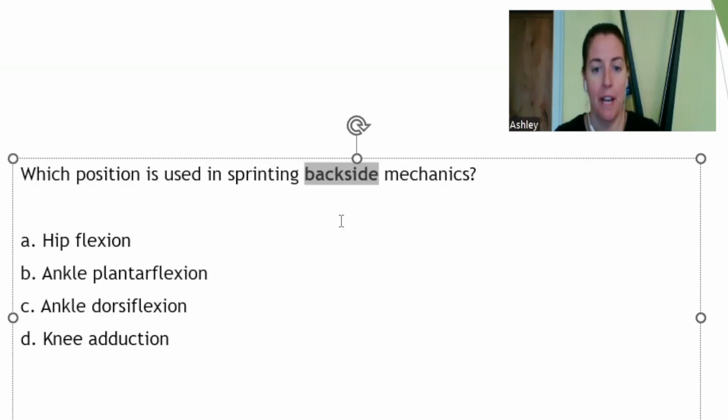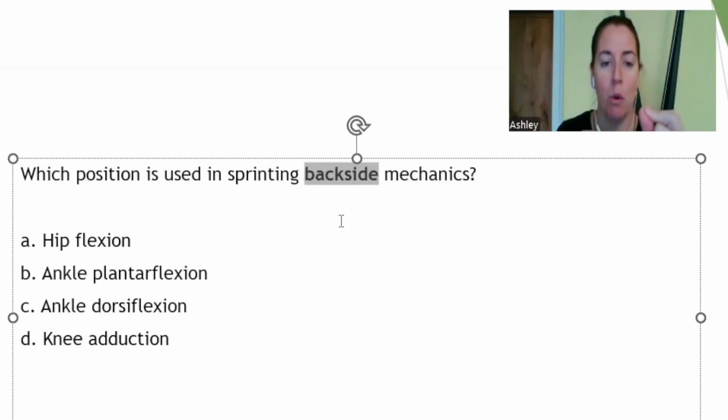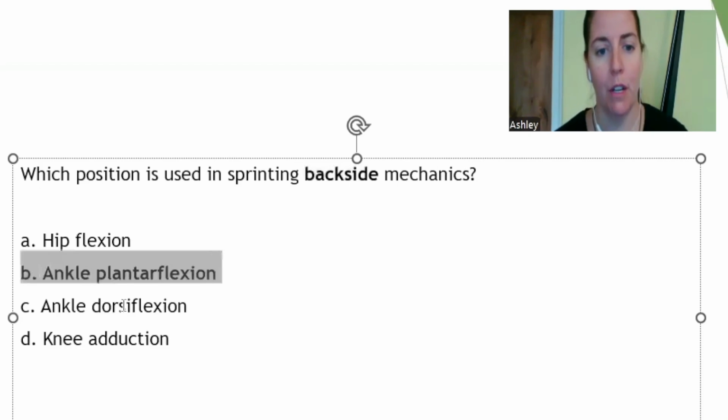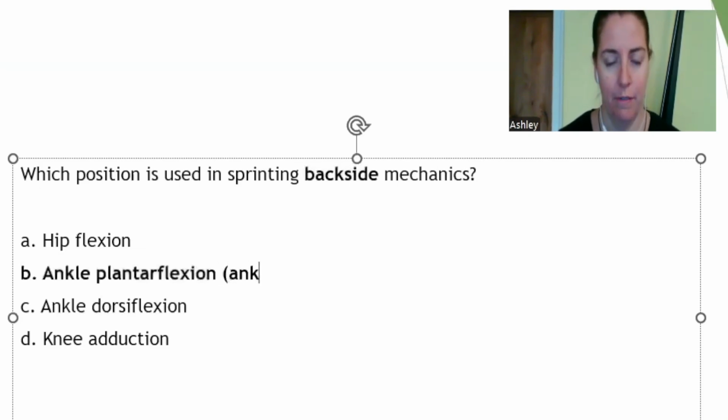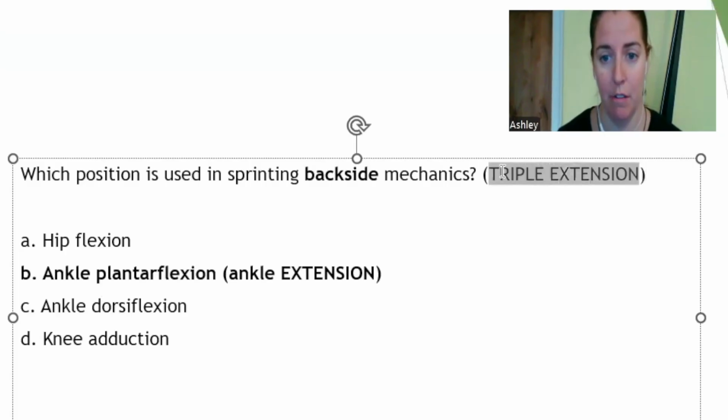So this is where we come to that alphabetical order. Front side D comes before back side P. So the extension at the ankle is B, plantar flexion. Extension. Right, so everything is extension. So we're still going to write the same thing here, triple extension. And because the ankle is extended, right? It just has a word that we don't like for that.